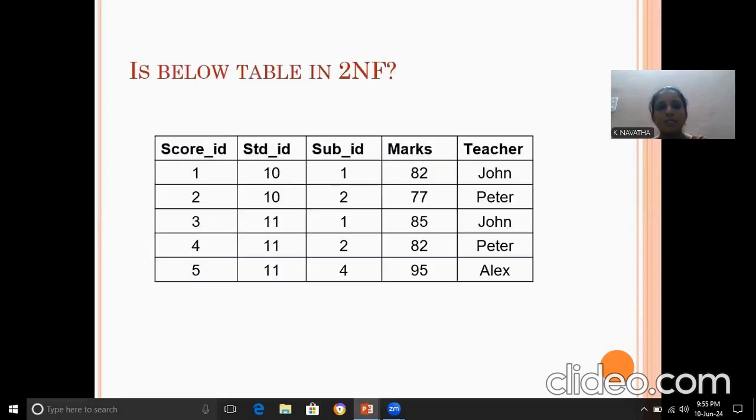Now, is the below table in second normal form? No, because see here, teacher cannot be dependent on ID, subject ID, score ID. So here, score ID, student ID, subject ID, and mark can be in one table. Based on subject, teacher will also have a table.